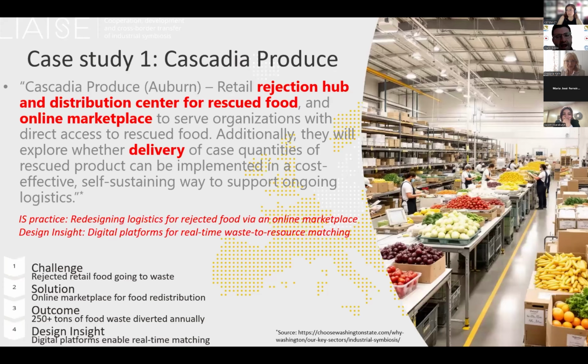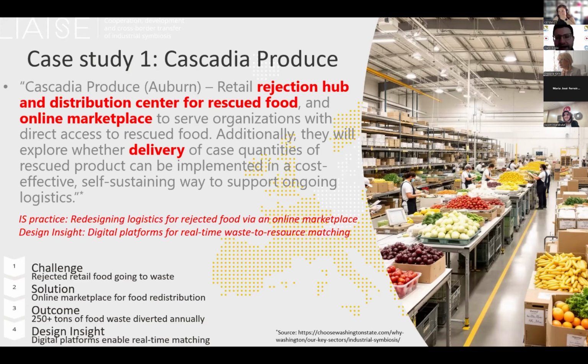So out of the European context we work mainly within the cost section, that are the Cascadia Produce that created a retail rejection hub and distribution center for the rescued food by using also an online platform, a real marketplace that also gives the possibility of delivery of quantities of rescued products to the organizations that are aimed to use them. What is here is the designing of logistics for rejected food by using also an online digital platform, marketplace.